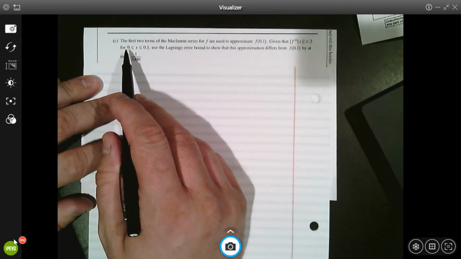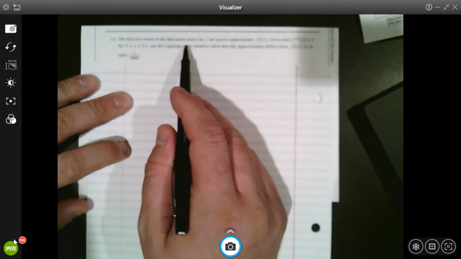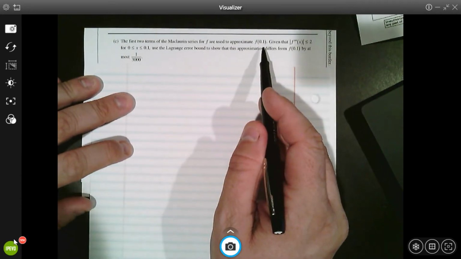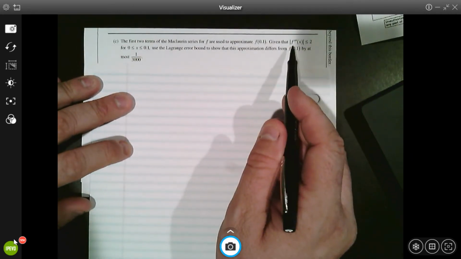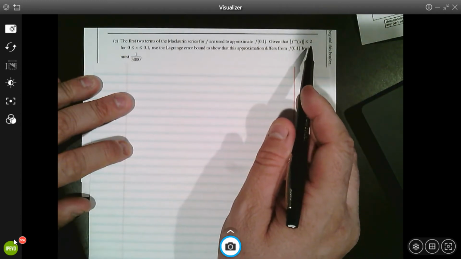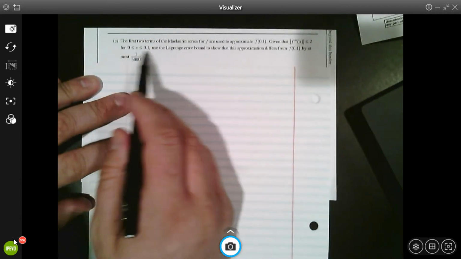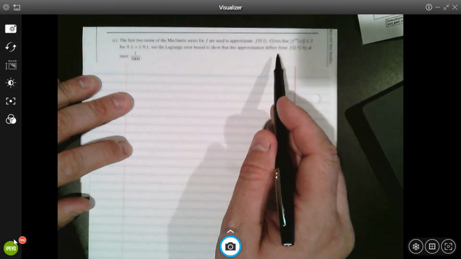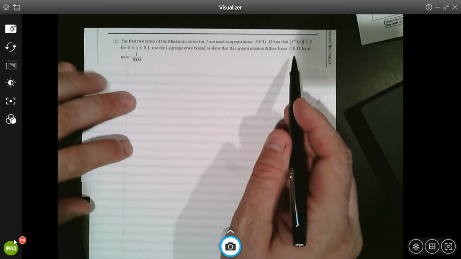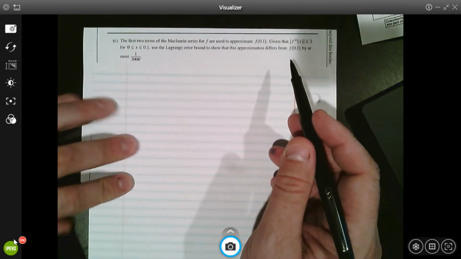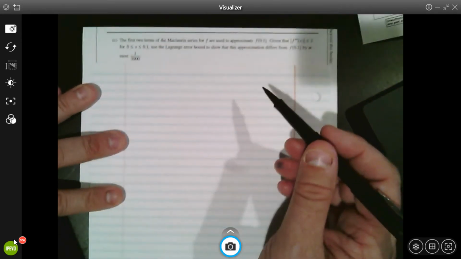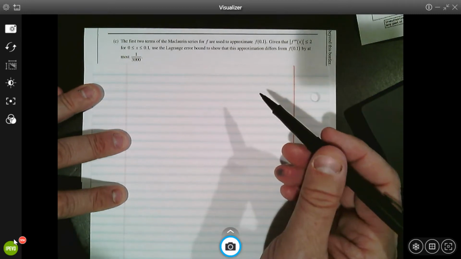Part C says the first two terms of the Maclaurin series for f are used to approximate f of 0.1. Given that the absolute value of the third derivative is less than or equal to 2 for all values of x in this interval, use the Lagrange error bound to show that this approximation differs from f of 0.1 by at most 1 over 3,000. Whew. Okay. Well, what's going on here? Sorry that my computer keeps zooming in and zooming out.